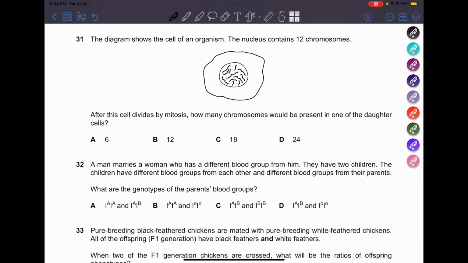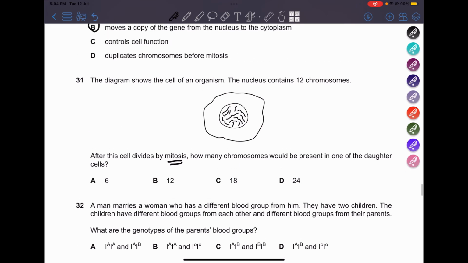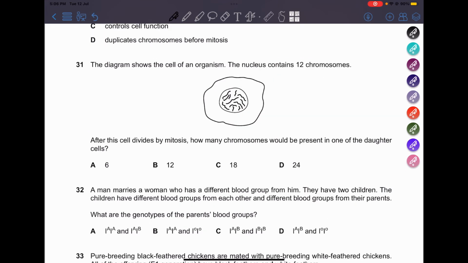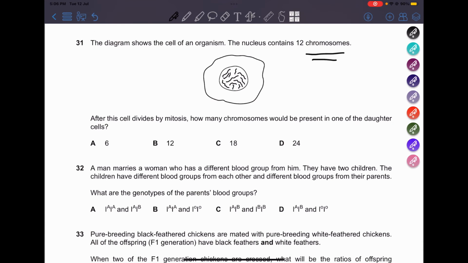31. The diagram shows the cell of an organism. The nucleus contains 12 chromosomes. If this cell divides by mitosis, how many chromosomes would be present in one of the daughter cells? Now mitosis doesn't actually change the number of chromosomes inside of the cells, so it's just going to produce the same number of chromosomes inside of the cells, so our answer is going to be B.